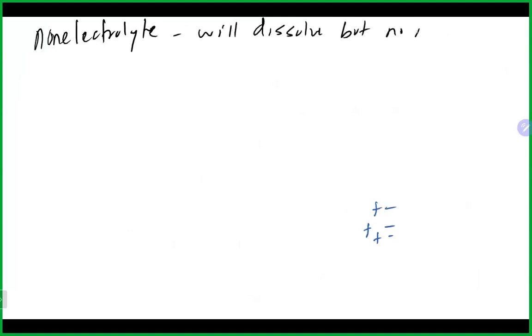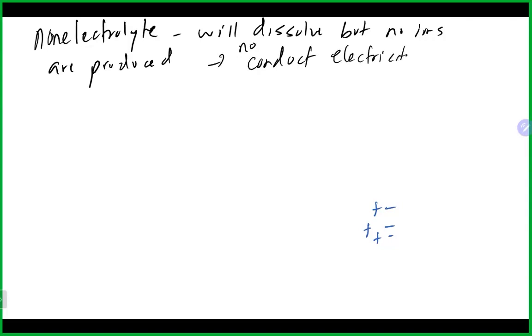The last type of electrolyte, which is really a non-electrolyte, will dissolve, but no ions are produced. So it will not conduct electricity. It is a non-conductor of electricity.